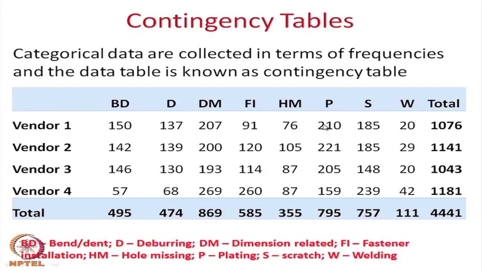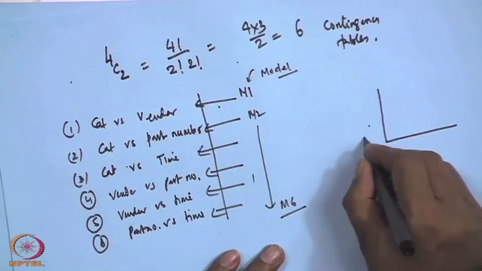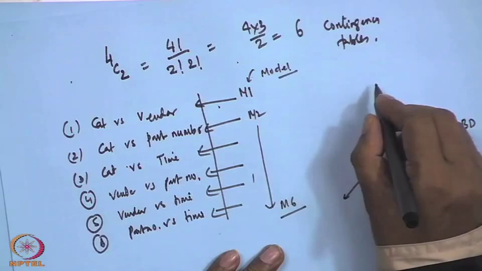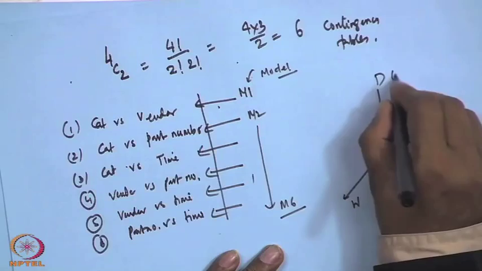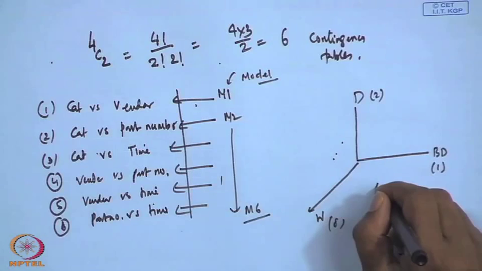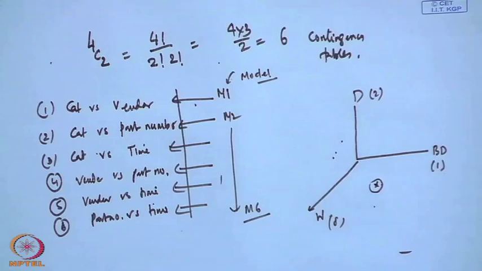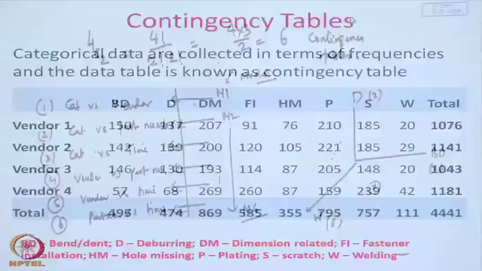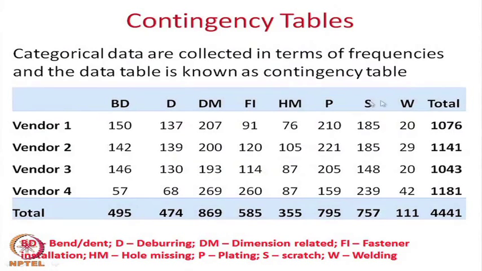that category of defects, that is BD, that is D, similarly W. So, if it is dimension 1, dimension 2, up to dimension 8, not visible here. The vendor 1 has a position, suppose somewhere here. So, this one is having 8 coordinate values. That means vendor 1 is measured using these 8 categories, and the values are 150, 137, 207, 91, 76, 210, 185, 20. Vendor 2 coordinate values are like this. Vendor 3 coordinate values are like this, vendor 4 coordinate values are like this.